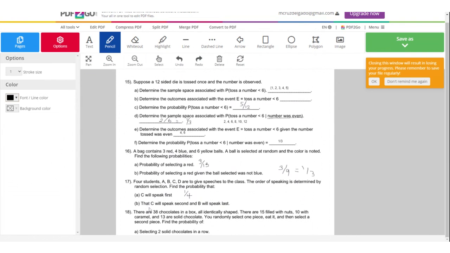So this is just talking about one case because that's the only way that can happen. But here you've got C will speak second. There's just one where he's second. There are 4 different places that C could be. So on the second one, B will speak last. Well, there's only one of those. So 1/16.